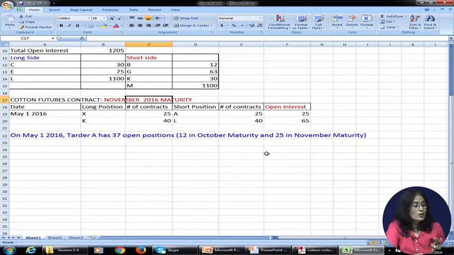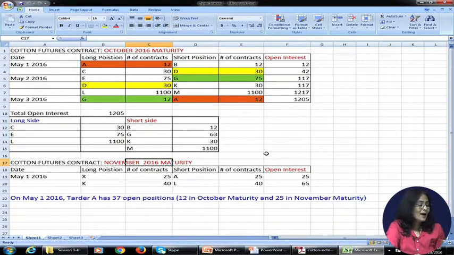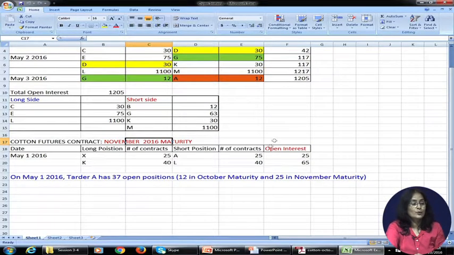Out of which 12 is for October maturity and 25 is for November maturity.